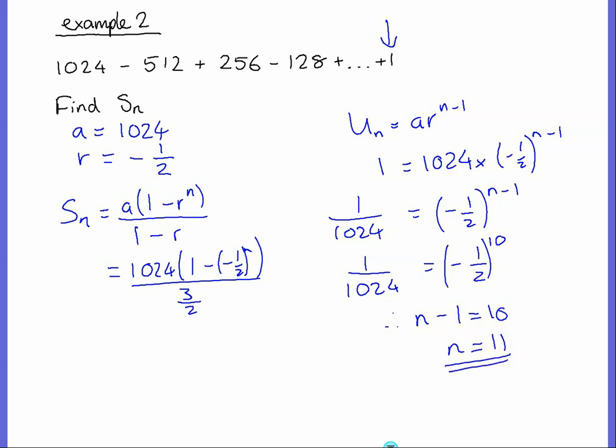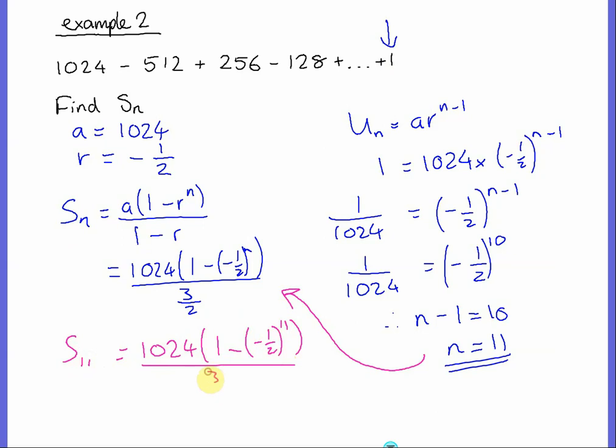Now using that, let's change colour. I can pop all of that into here. So I'm actually going to have 11 terms to get it down to 1. So I'm actually finding the sum of 11. So I've got 1024, 1 minus a half to the 11, all over 3 over 2. I'm just going to type all of that into my calculator, and you should get 683.